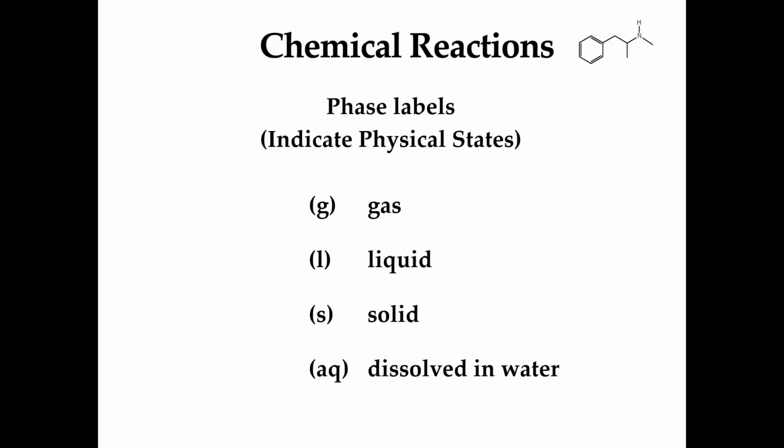So to summarize the phase labels that you might see in a chemical reaction, and they are very important, okay? It's important whether something is aqueous or solid or a gas or a liquid. It just helps you figure out what's going on in a particular reaction. But this is what you will see. It's straightforward. G, gas; L, liquid; S, solid; and aqueous is AQ, or dissolved in water, right?